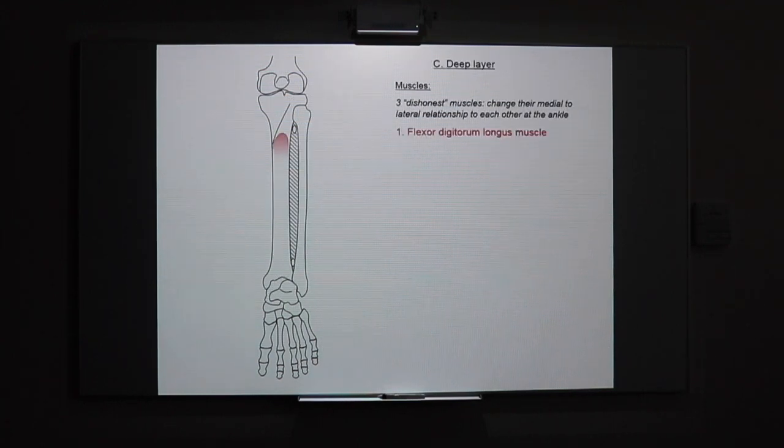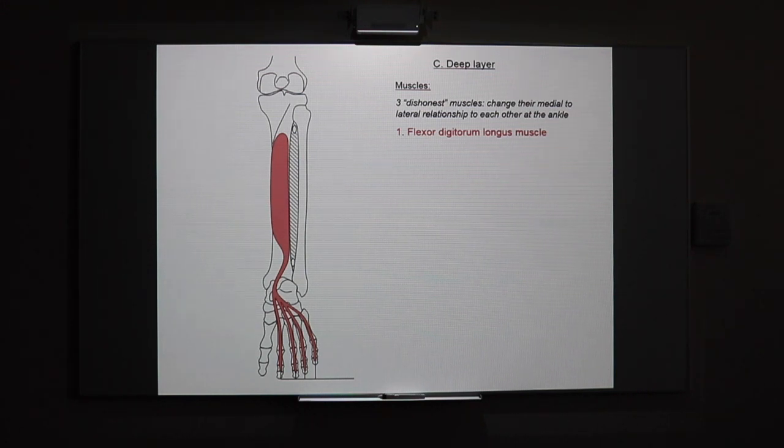Okay, deep layer. The three deep muscles. The first one which you are seeing, the medial most, which is arising from the medial part of the posterior surface of the tibia below the soleal line, is the flexor digitorum longus. It passes below the flexor retinaculum and divides into four tendons which are going to the lateral four digits.